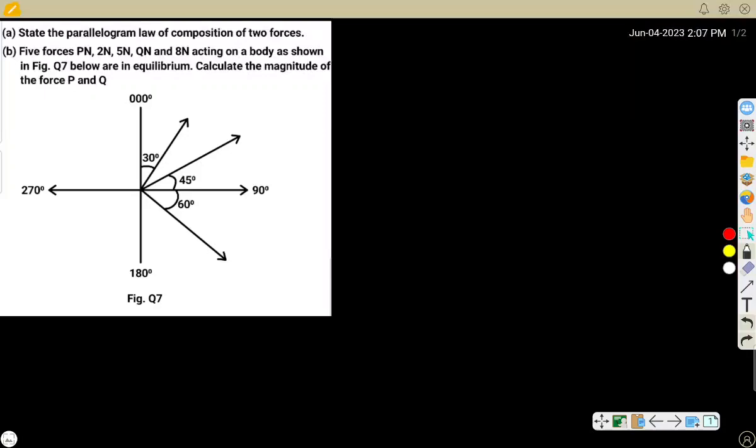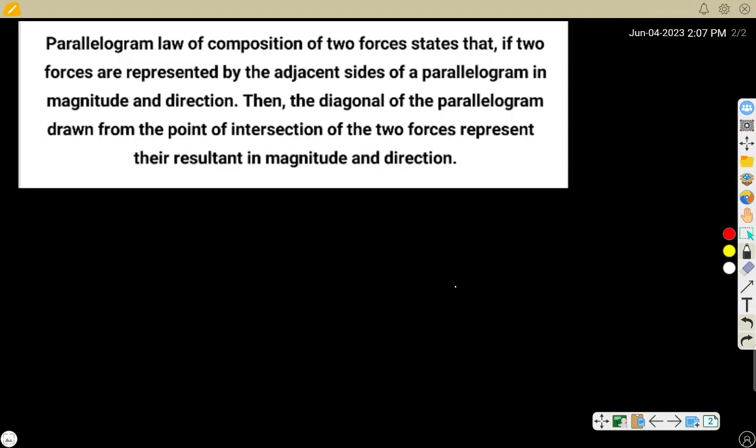So now let's solve this problem. A. States the parallelogram law of composition of two forces. So say the law.